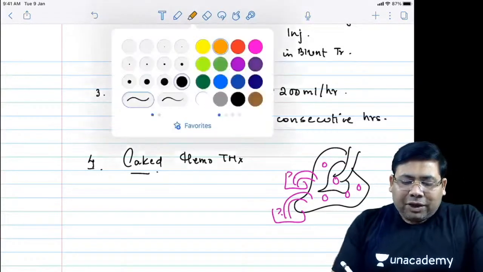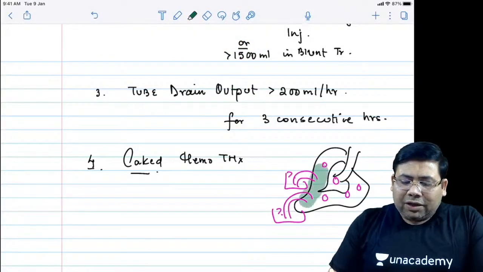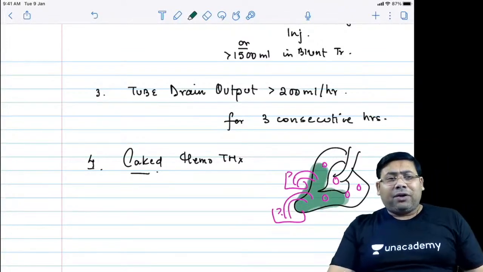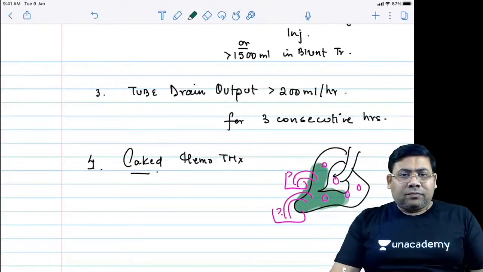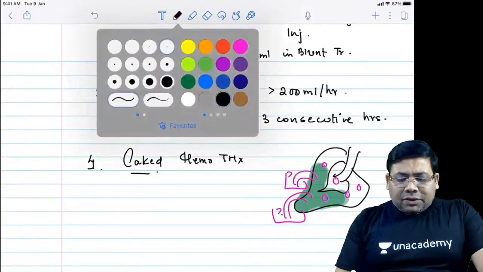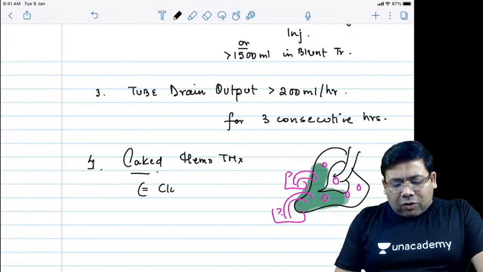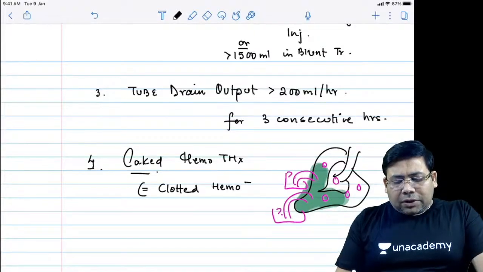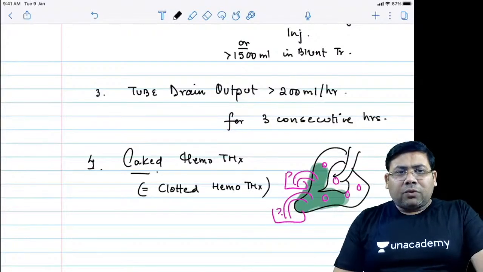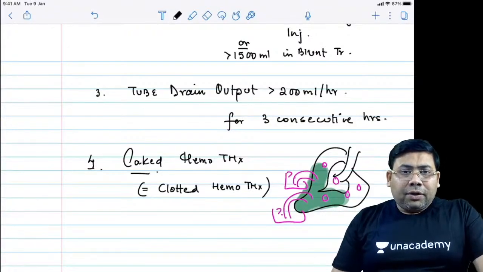But if the drains are not able to evacuate the clot, that means blood is no more in the form of liquid. It has been clotted. So what is caked hemothorax? Students, it is defined as a clotted hemothorax. So caked hemothorax or a clotted hemothorax.